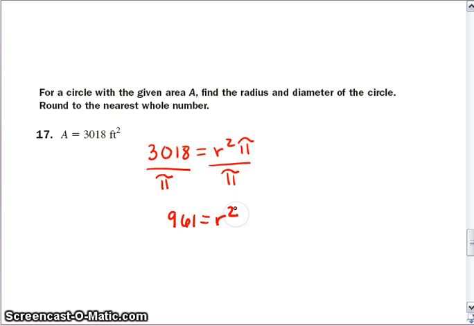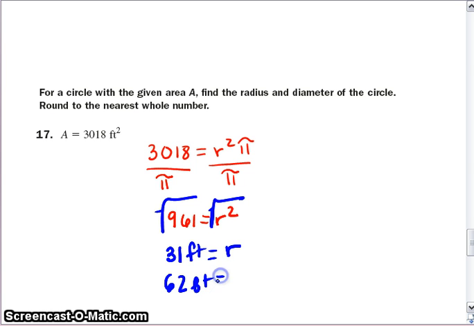But I really want to know what just radius is. So I'm going to find the square root of both of these. Because the square root and squared are inverse operations, I'm left with r, and I would get approximately 31 feet equals our radius. Okay, that means that our diameter would be twice that, or 62 feet would equal our diameter.